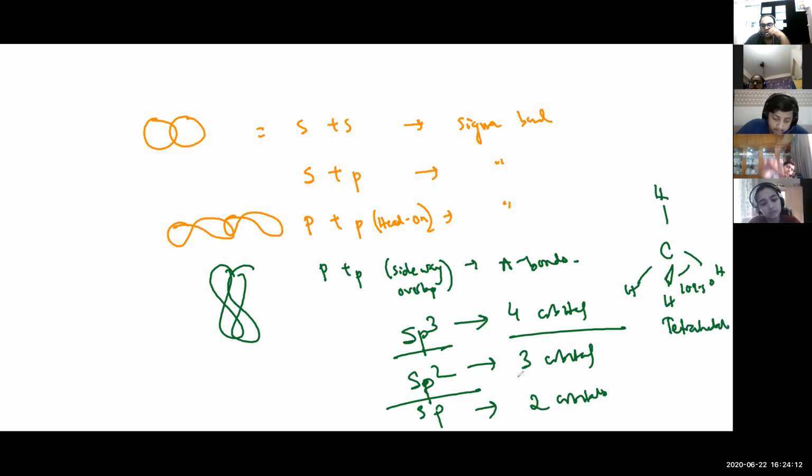If you have 3 orbitals, what is an example? BCl3. What is the bond angle? 120 degrees. What is the shape? Trigonal planar, or triangular planar, no problem, trigonal planar.